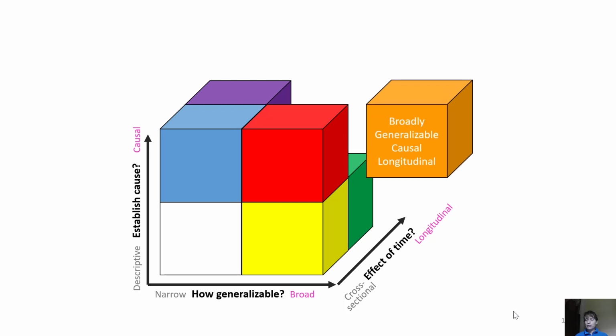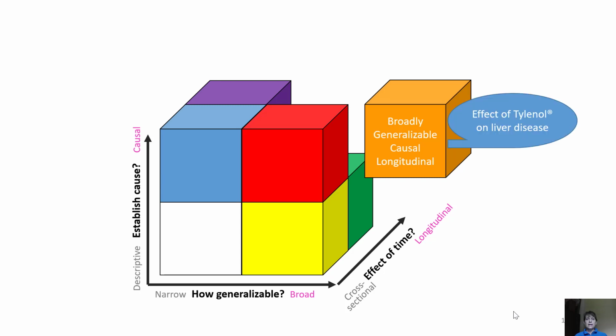So for example, the orange cube, right, back here, would be a research project that is broadly generalizable, causal, and longitudinal in nature. So, for example, in testing Tylenol or any kind of randomized controlled trial that would be appropriate for a new widely marketed drug, we would establish the effect of Tylenol on liver disease, for example. So many thousands of people would participate over time to track what happened with their Tylenol use and then liver disease. And now we know that Tylenol can, in fact, exacerbate liver disease.